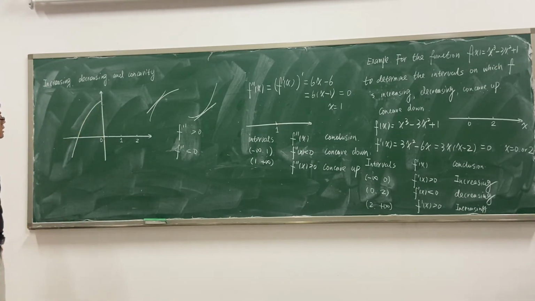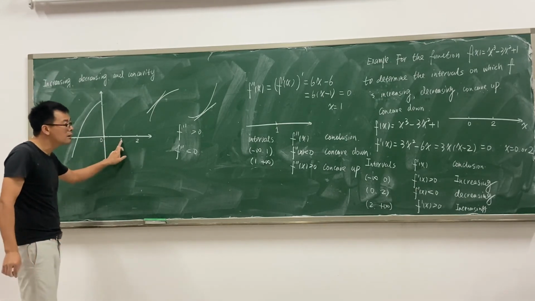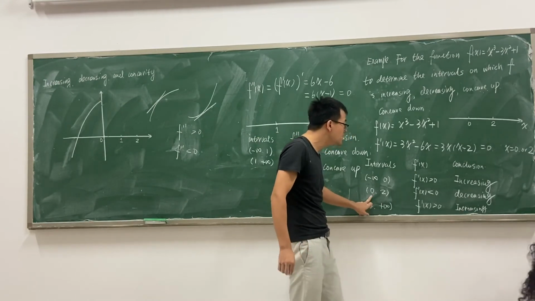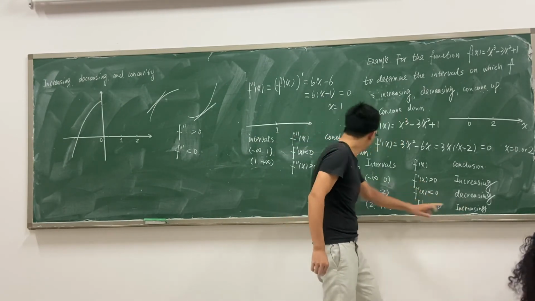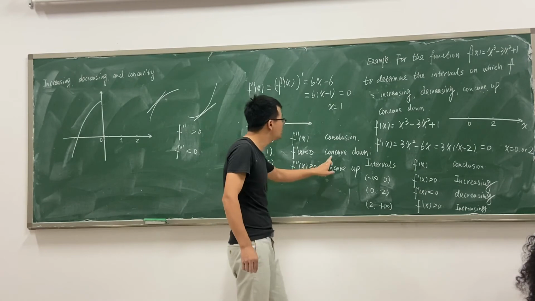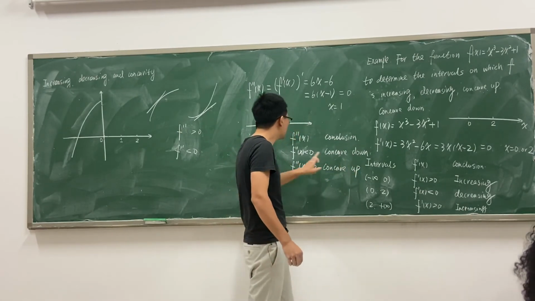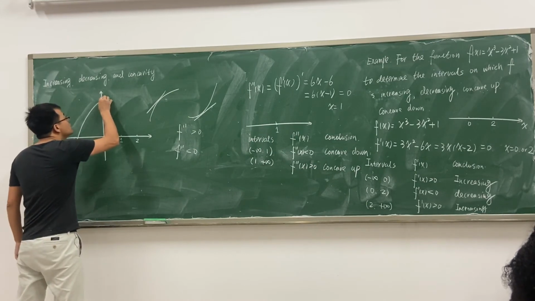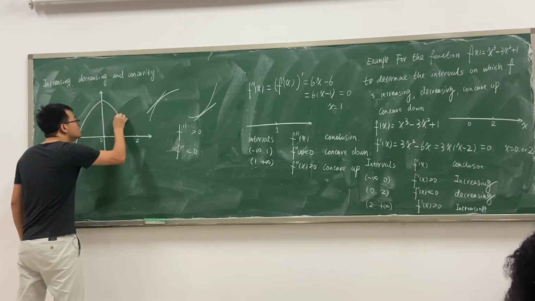Like this. On 0 to 1, we can see the function is decreasing, and on 0 to 1 it is concave down. Yeah, concave down. So here the graph is like this.